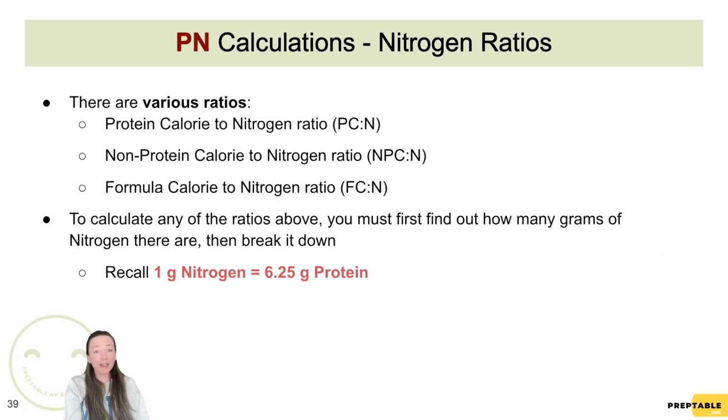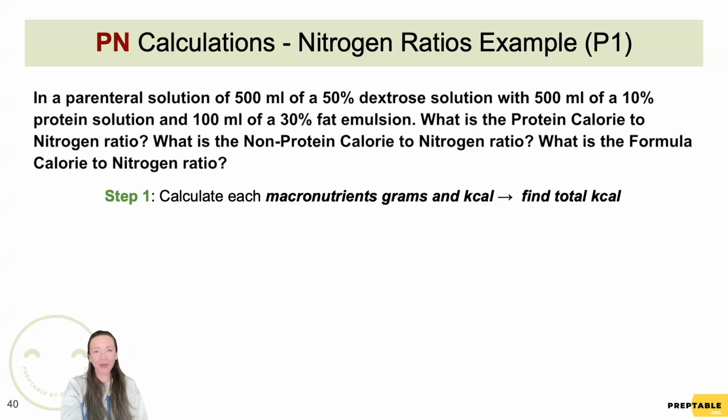To calculate any of these ratios, we must first determine the amount of nitrogen present in the parenteral nutrition solution. Remember that 1 gram of nitrogen is equivalent to 6.25 grams of protein. Therefore, we can use this conversion factor to find the grams of nitrogen in the solution. So let's go over an example together now. Let's say we're given the following question.